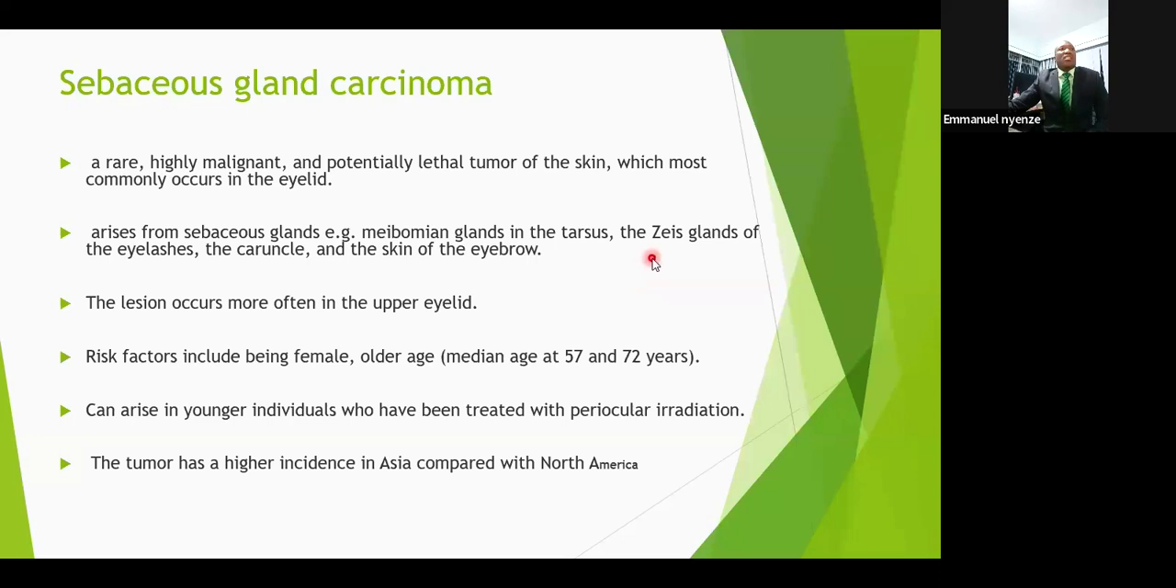Other glands, the glands of Zeiss, caruncular glands, and even the sebaceous glands in the skin of the eyebrow can be affected, but it mainly arises from the meibomian glands of the upper tarsus. That's why the lesion is usually more common in the upper eyelid. It is commoner in females at older age, but it can occur in children, I mean younger individuals who have been exposed to periocular radiation. Radiation is a risk factor for most. As I said, this tumor has a common incidence in Asia and North America.